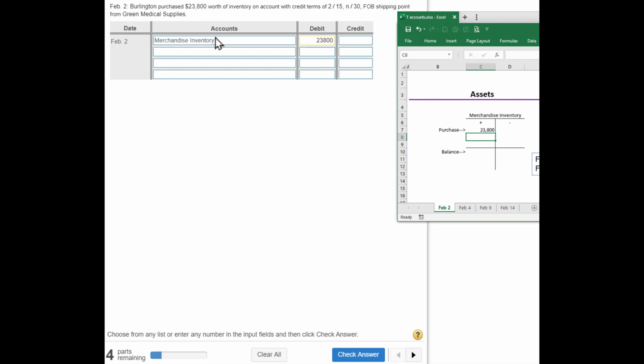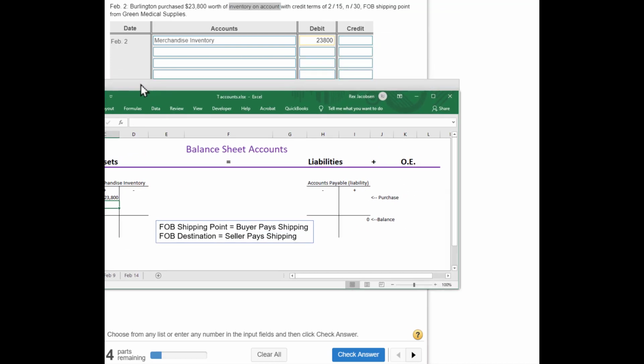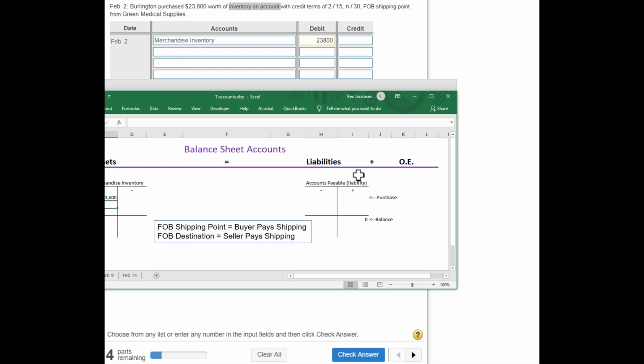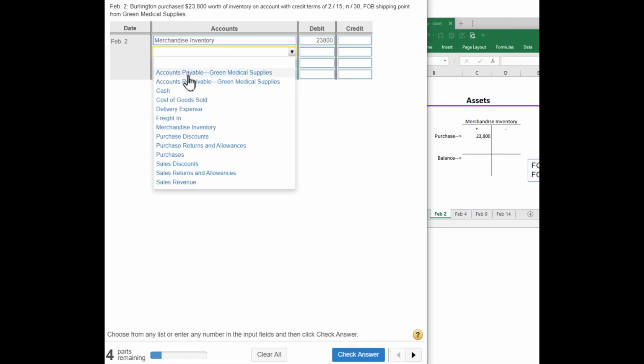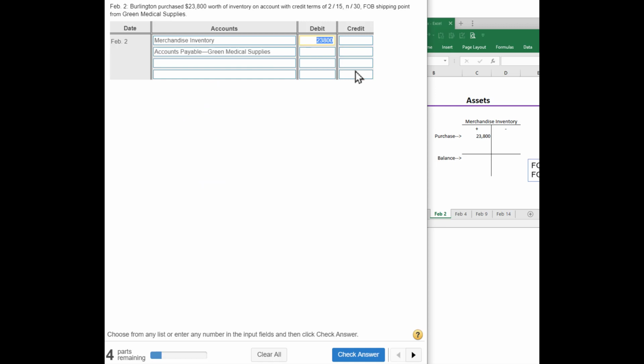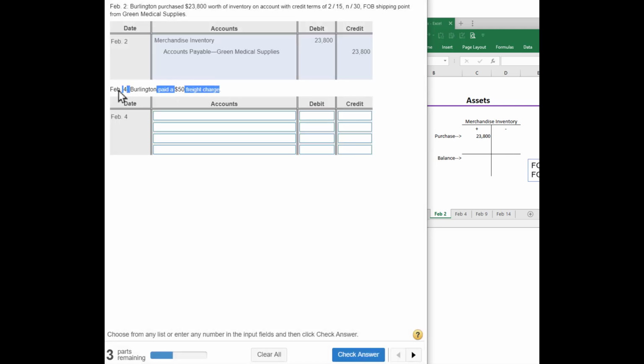All right. So did we pay cash for these, or did we buy them on account? It says we bought them on account. That means AP is involved. AP is a liability. It increases on the right side. So I'm also going to put this here, 23,800. Because I'm going to later have to calculate the balance of AP. So AP is increasing by 23,800. AP, copy and paste. Check our answer. Awesome.